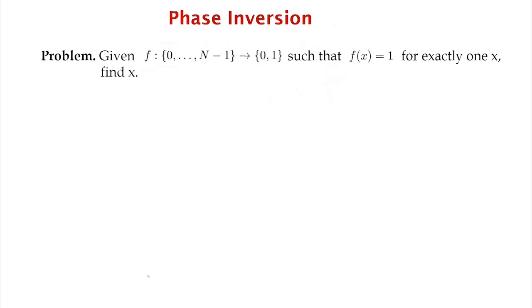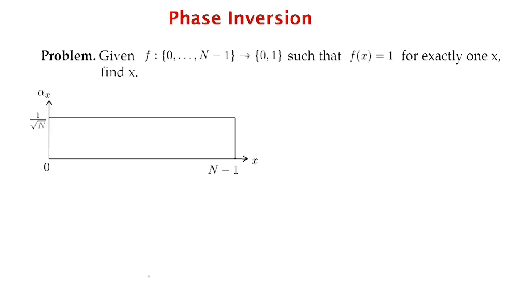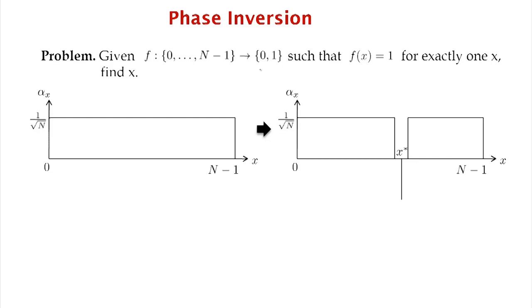Okay, so now let's see how we actually implement Grover's algorithm. Remember that there were two steps that we repeatedly did in Grover's algorithm. One was a phase inversion. In a phase inversion, what we did was we took the marked element, the one where f of x equals 1, and we inverted its phase, meaning if its phase was positive, we made it negative.